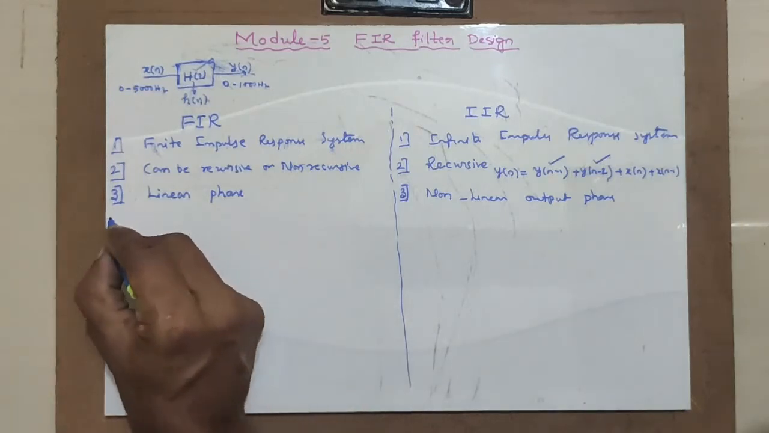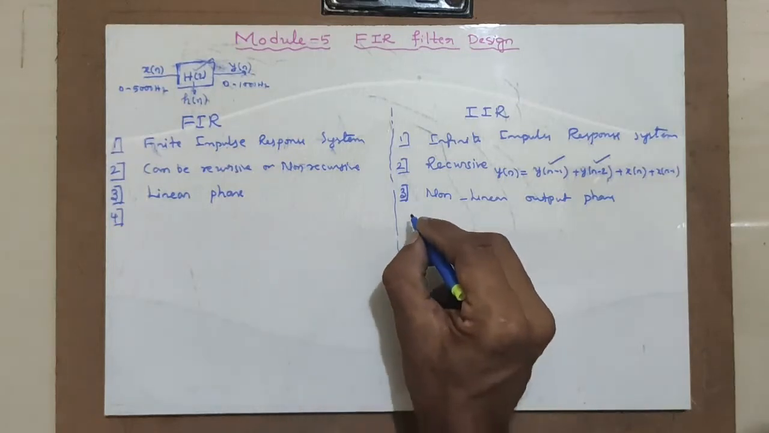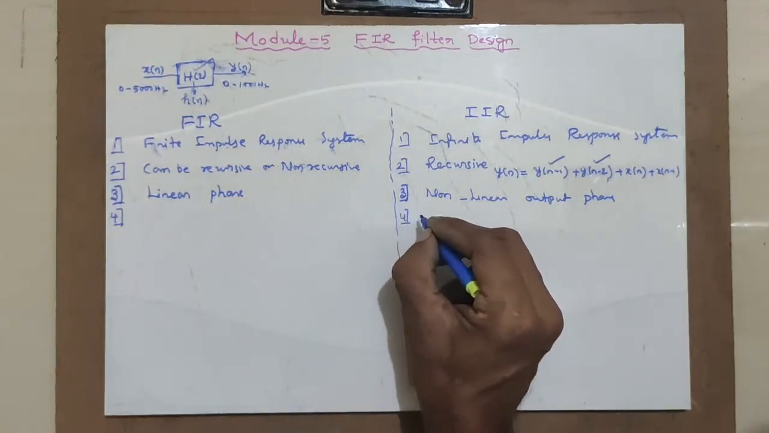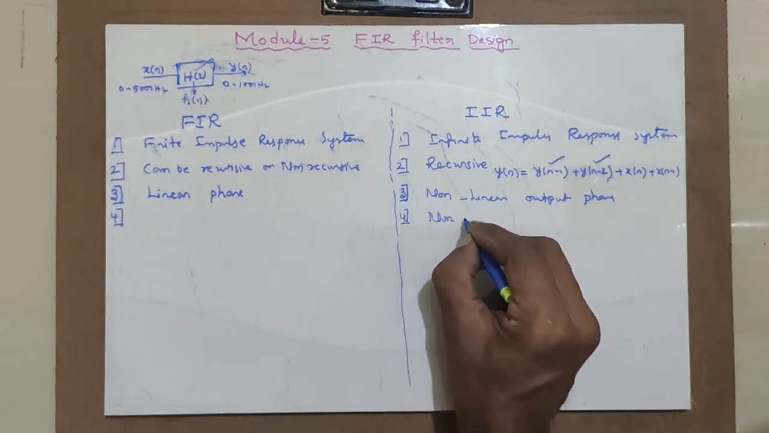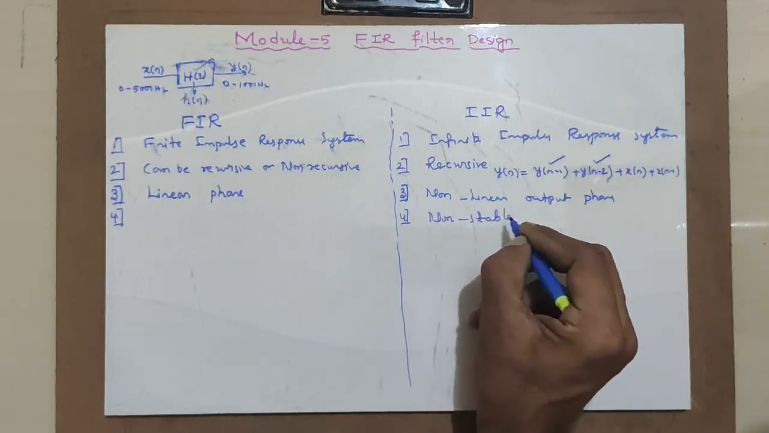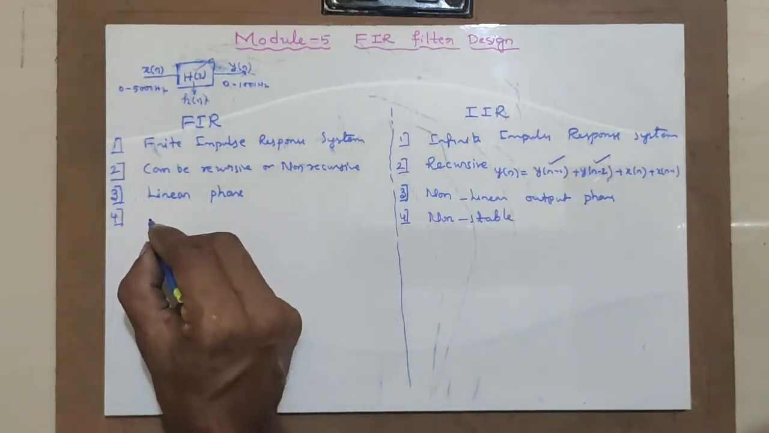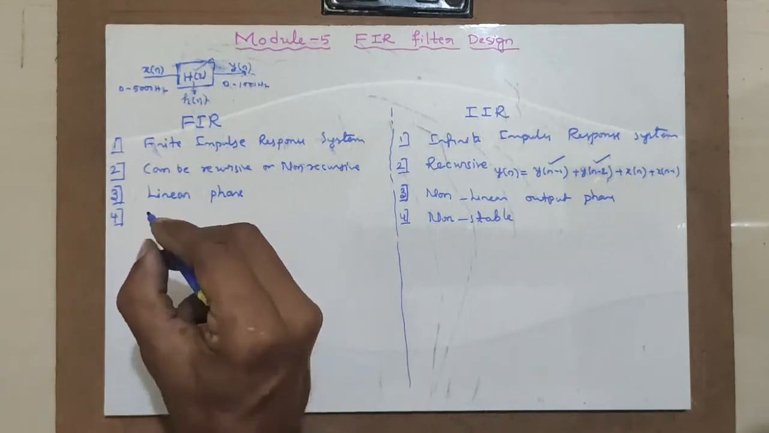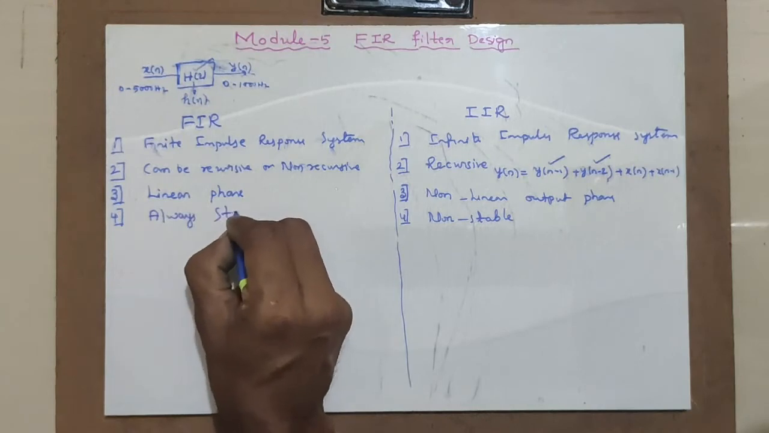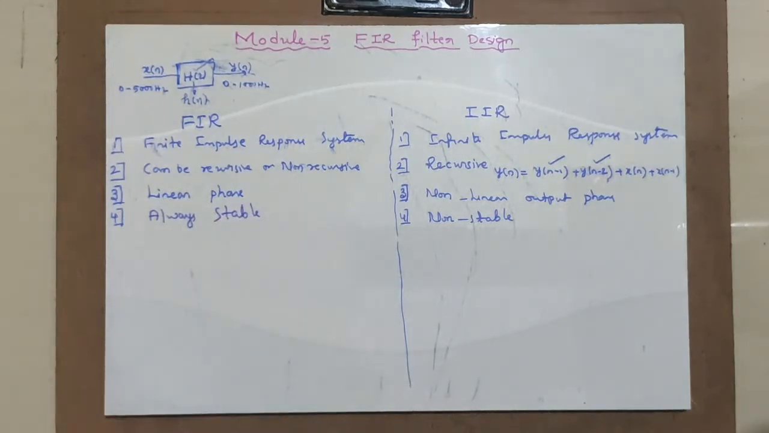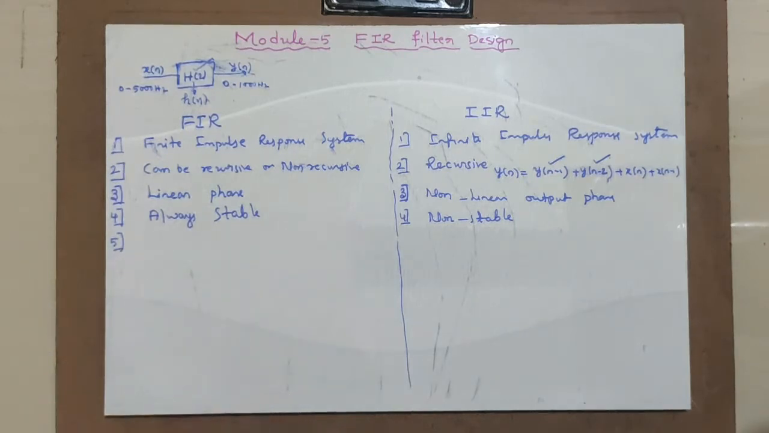The fourth difference is that IIR systems, whatever we have designed, Butterworth, Chebyshev, etc., are non-stable. Non-stable means we can't guarantee the stability of IIR systems, whereas for FIR systems I can guarantee the stability. FIR systems are always stable. The fifth difference is in design methods.